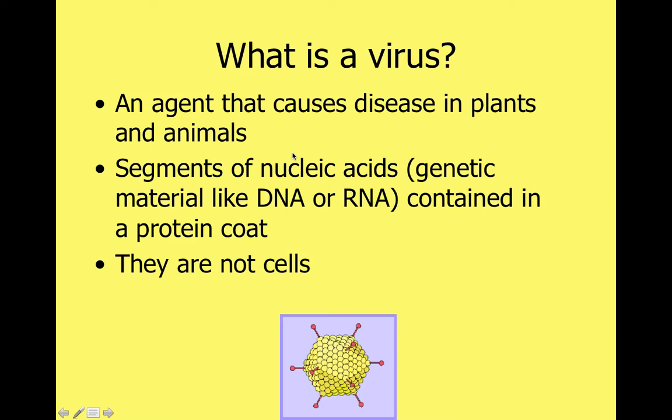First of all, you're going to write this down: it is an agent that causes disease in plants and animals. So viruses cause diseases in us, in plants, in animals, pretty much anything that is living. They're segments of nucleic acids, which is pretty much DNA and RNA, and viruses are contained in some type of coat of protein. And lastly, a virus is not a cell. It is not a cell. You're going to write those three things down.